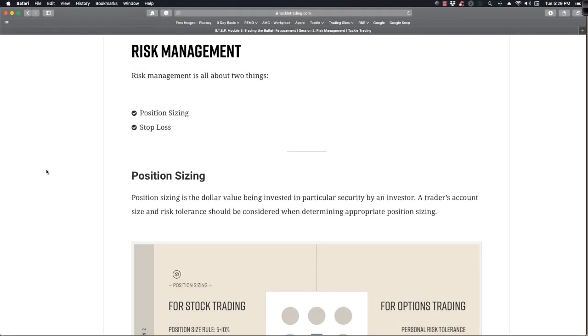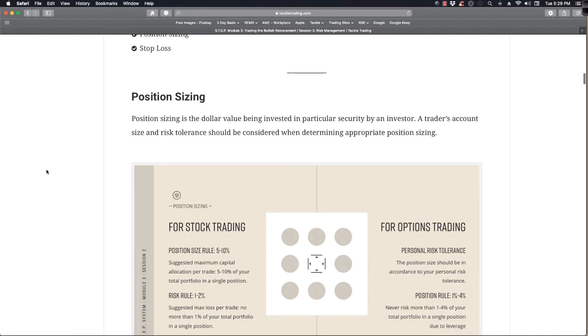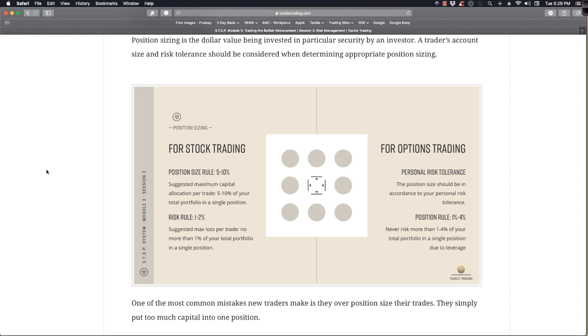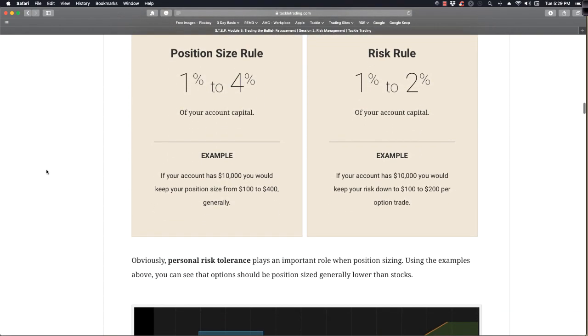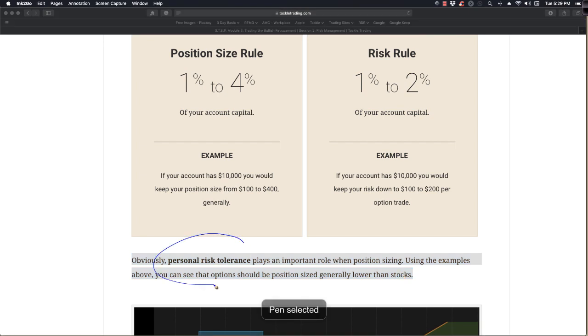While we're talking about risk management and position sizing and stop loss, and we're talking about the rules for position sizing according to your portfolio for trading stock and for trading options, I wanted to take a moment to address a slightly different aspect of this topic, which is your personal risk tolerance. We need to really make sure you understand that number, because trading and investing has extremely powerful psychological components to it.